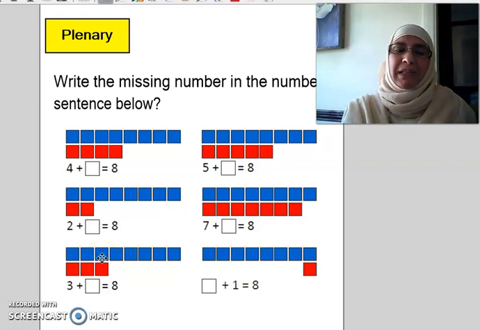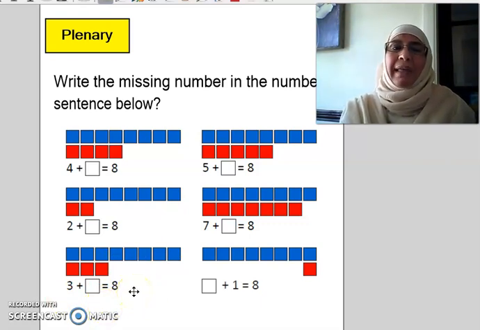Let's see if you're right. 2, 3, 4, 5. Did you think the answer was 5? 3 add 5 equals 8. If you got that, well done. And the last one for today. Something add 1 equals 8.